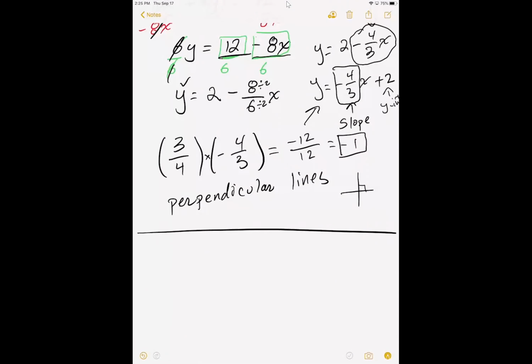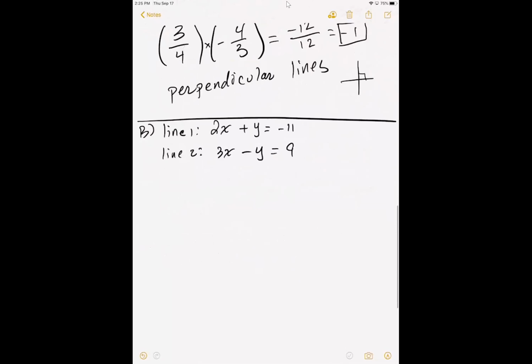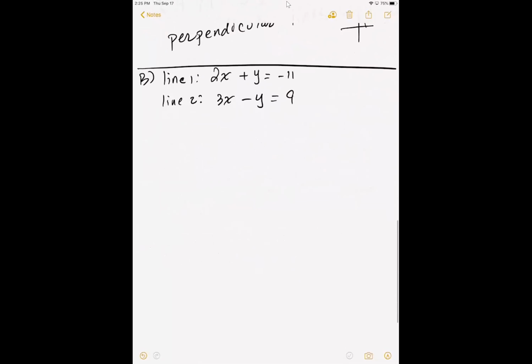Let's take a look at the B problem. In the B problem, they give us line 1, 2x plus y equals 11, and line 2 is 3x minus y equals 9. So are these two lines parallel, perpendicular, or neither?